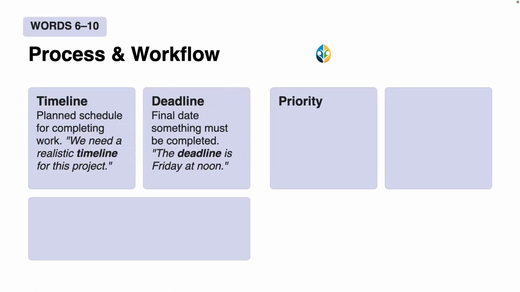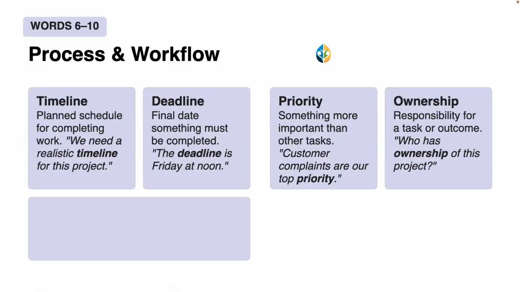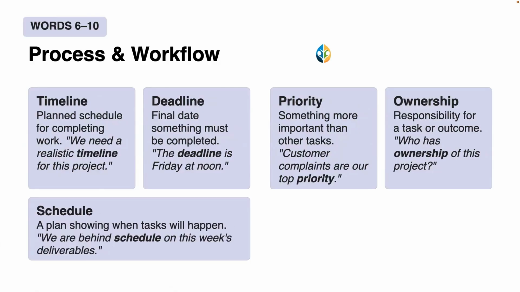Priority. Something more important than other tasks. Customer complaints are our top priority. Ownership. Responsibility for a task or outcome. Who has ownership of this project? Schedule. A plan showing when tasks will happen. We are behind schedule on this week's deliverables.